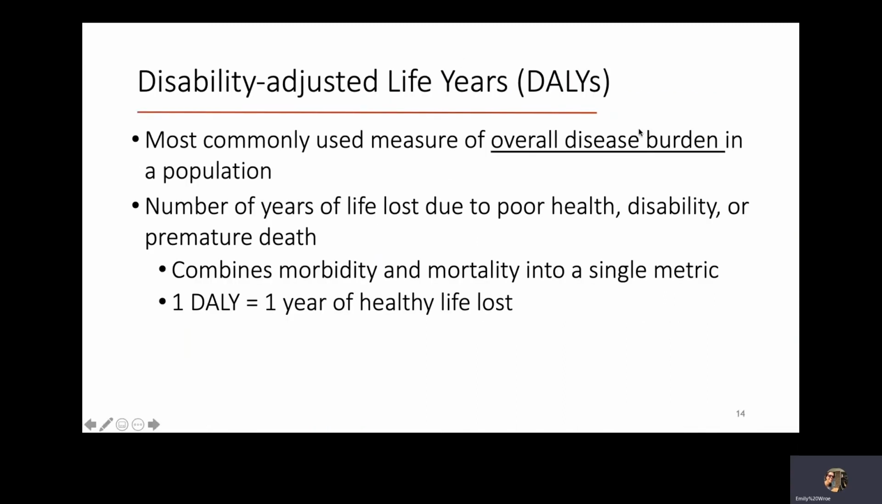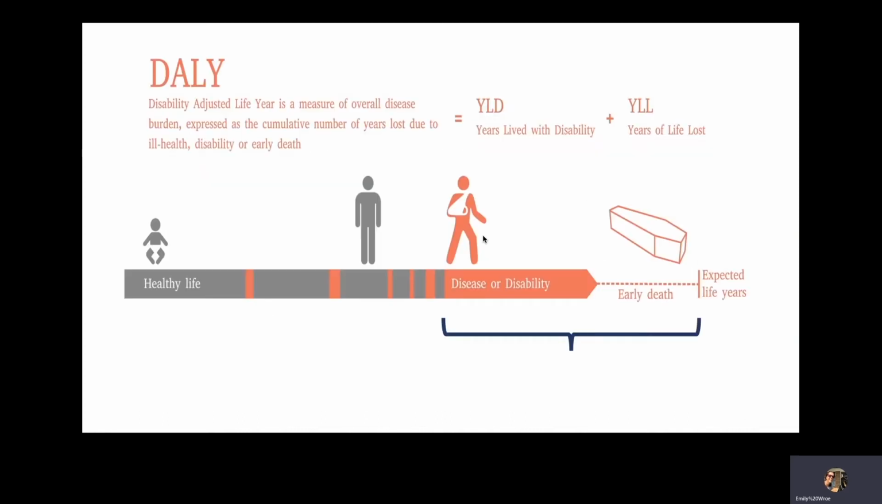The other important thing for everybody to know is disability adjusted life years, DALYs. This is a very commonly used measure of overall disease burden in the population. That's because it combines morbidity, illness, and mortality, death, into a single metric. This is the number of years somebody loses either because they're in poor health, or they have a disability, or they die early. So one disability adjusted life year is 1 year of healthy life lost.